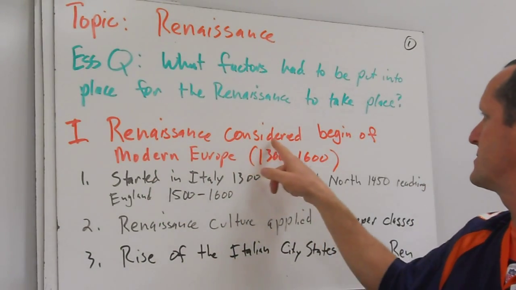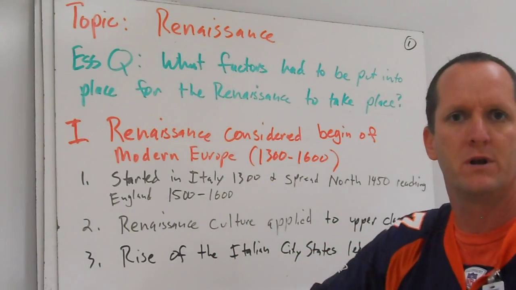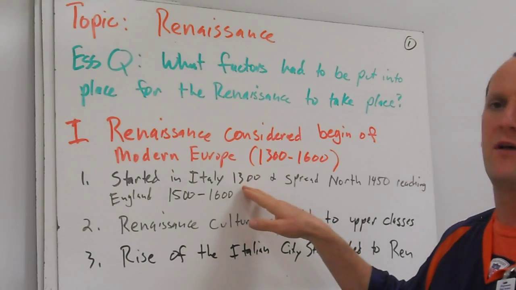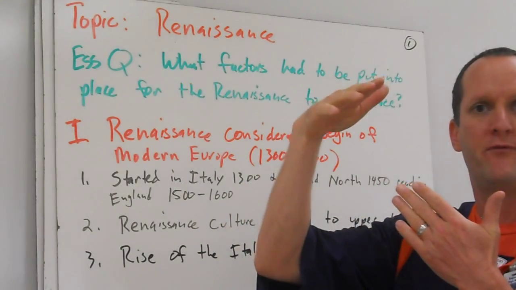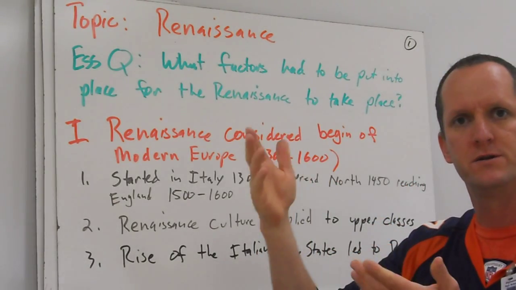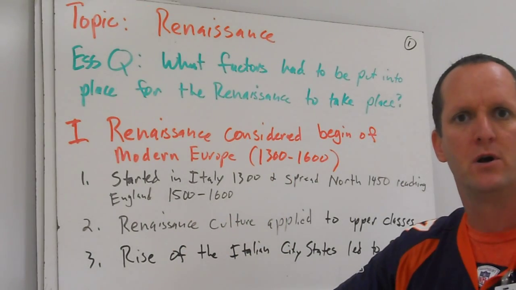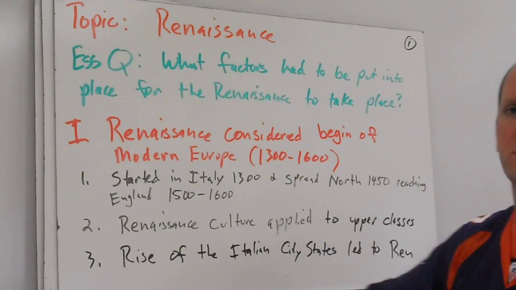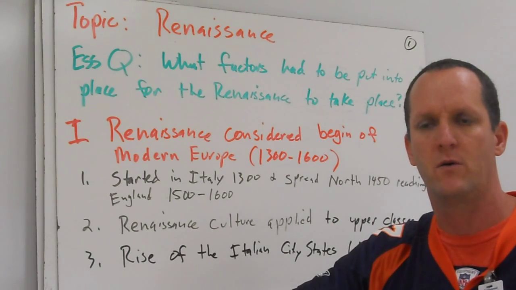The Renaissance was considered the beginning of modern Europe. It came after the Middle Ages, the Black Plague. It started in Italy around 1300 and spread north throughout Europe, 1450s and into the 1500s, eventually into England. And that's when the likes of Shakespeare began to write. Renaissance culture applied mostly to the upper class. The lower class, the peasants, were not affected quite as much.